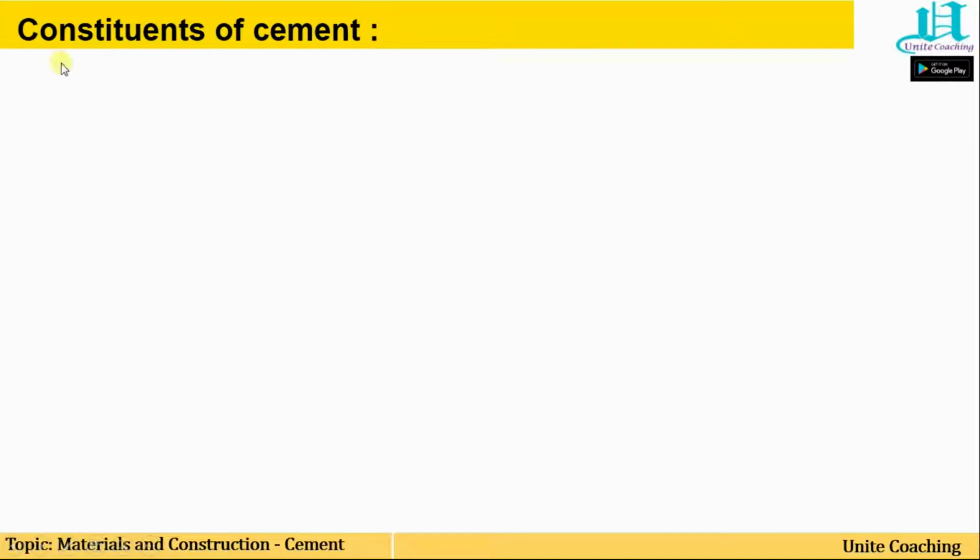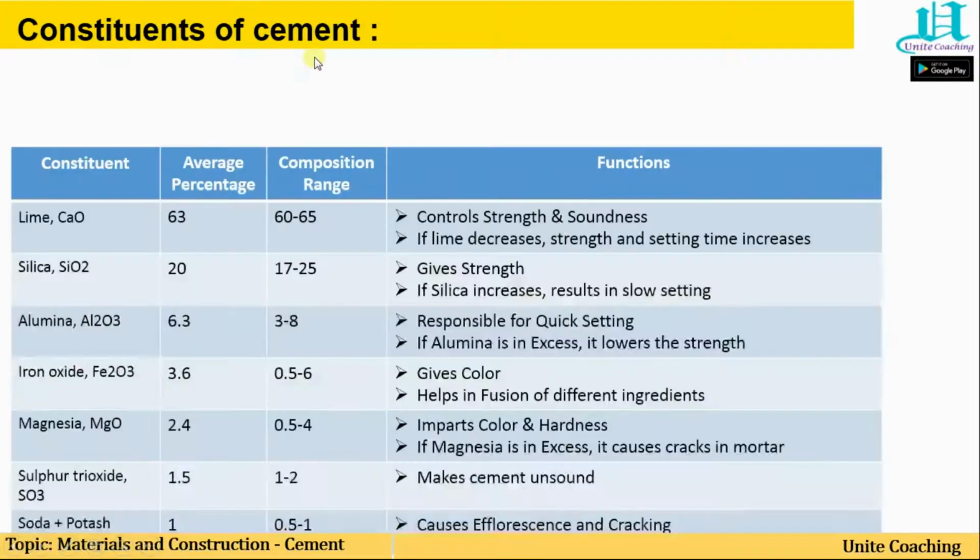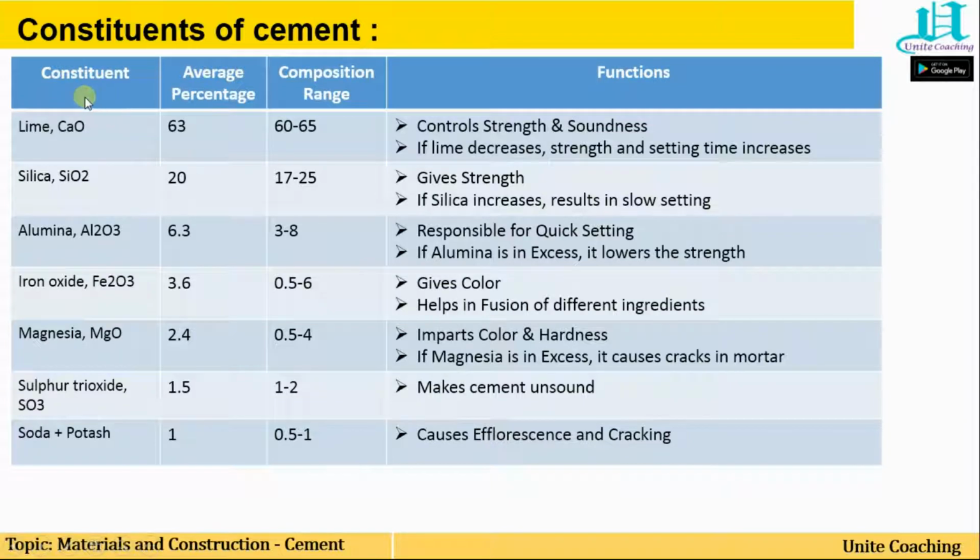Then let's see what are the constituents of cement. The constituents of cement are lime, silica, alumina, iron oxide, magnesia, sulfur trioxide, and lastly soda plus potash. Now what about the percentages they have in the cement?